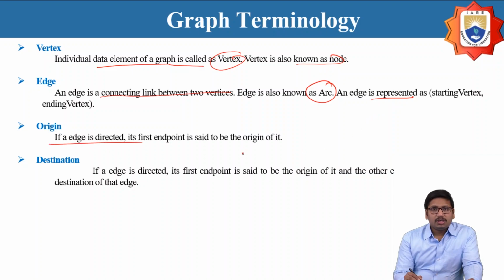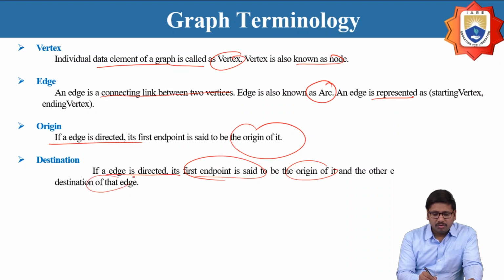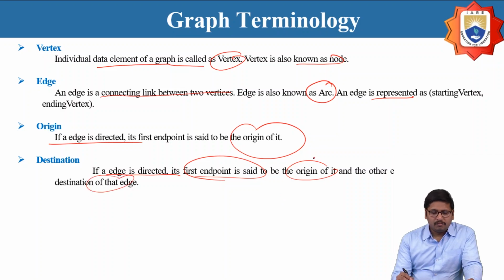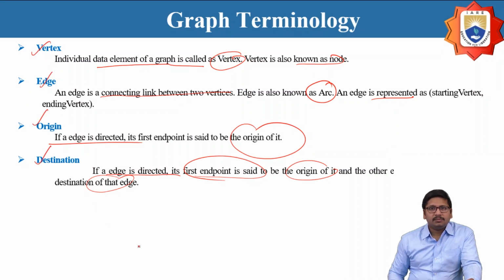Next is the origin. If the edge is directed, its first endpoint is said to be the origin of it, and the other endpoint is the destination of the edge. So these are the basic terminology of the graph: vertex, edge, origin, and destination.